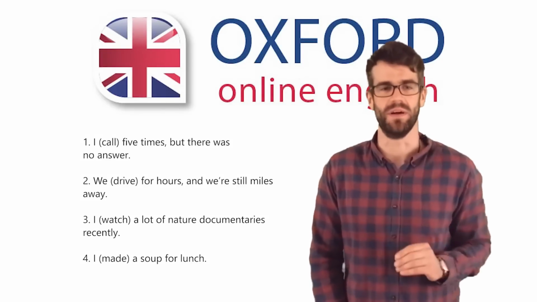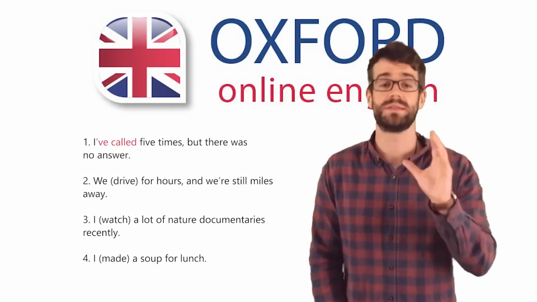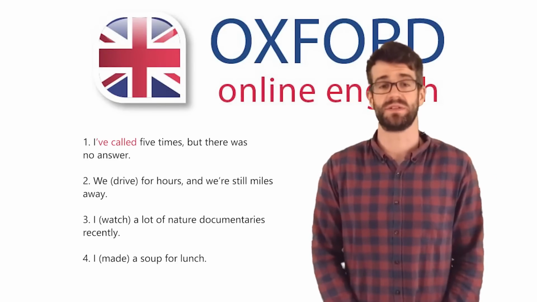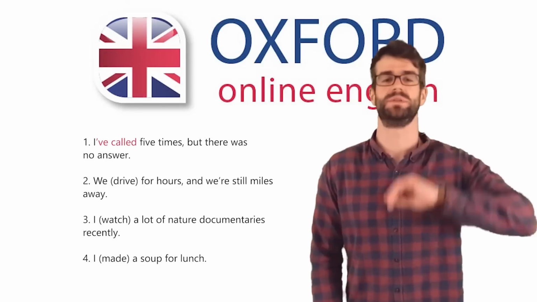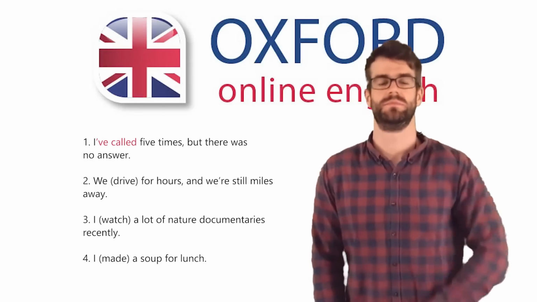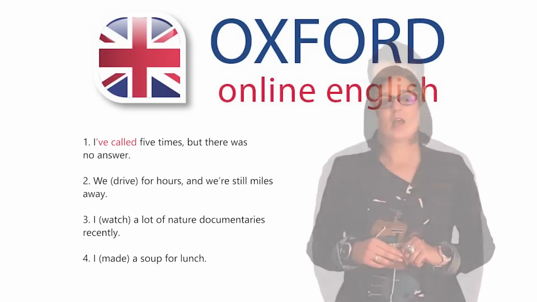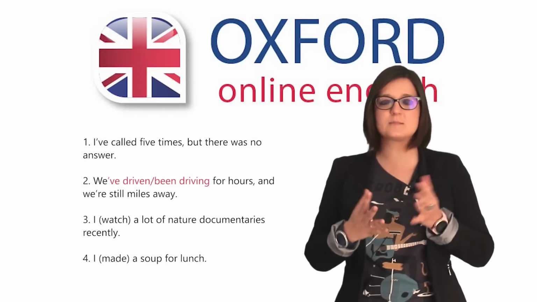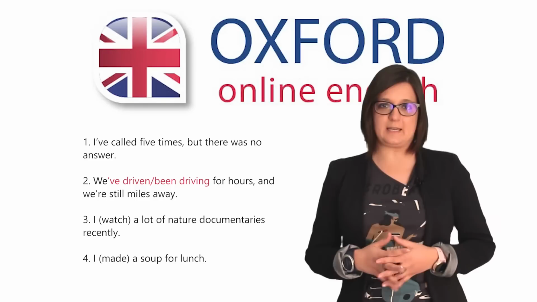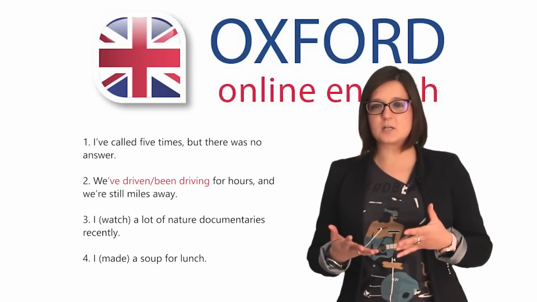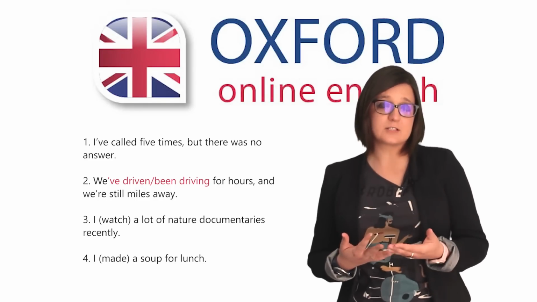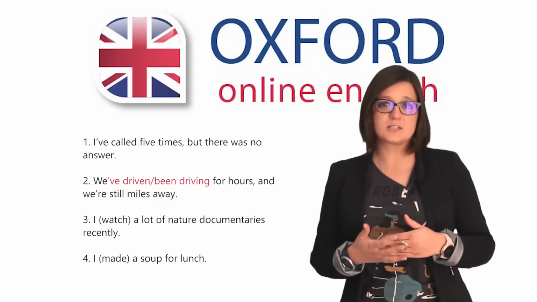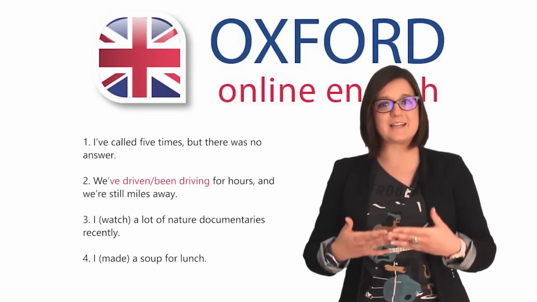Okay, let's look together. In number 1, only the simple form is possible. This is because there's a number you've called 5 times, which shows a clear result. In sentence 2, both are possible, but the continuous is more likely. There's no difference in meaning. This is because you still haven't arrived, so there's no result. Probably you want to focus on the process, meaning how much time you've spent driving.